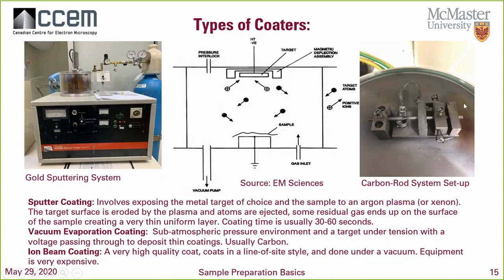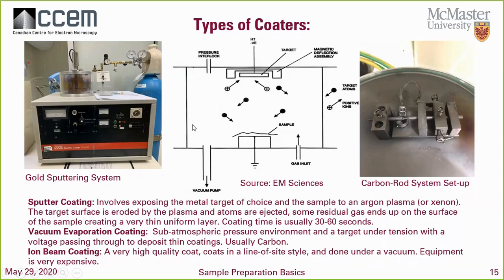Now for our vacuum evaporator, which is completely different, right? We have a sub-atmospheric pressure environment and the target is under tension. So we have a good example here. So we have the two graphite rods. We have one that's sharp and the other one that's more of an angle directing the evaporation downwards, right? So it will be sitting up here directing the coating downwards, right? These two are under tension and we pass the voltage right through, creating heat, therefore evaporating the carbon on the surface. Okay. Usually you have to make sure that you have a very clean vacuum here. Okay. So making sure that you clean the outside of your chamber so often is important. So usually the evaporator coaters are usually carbon-based.